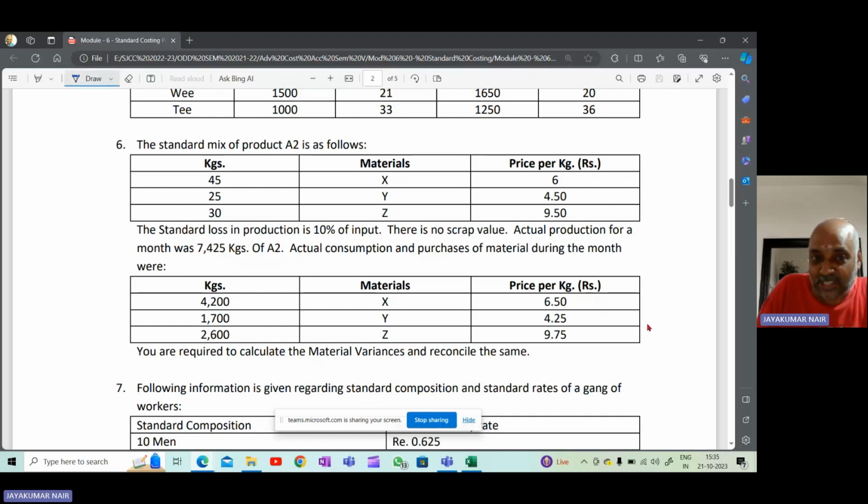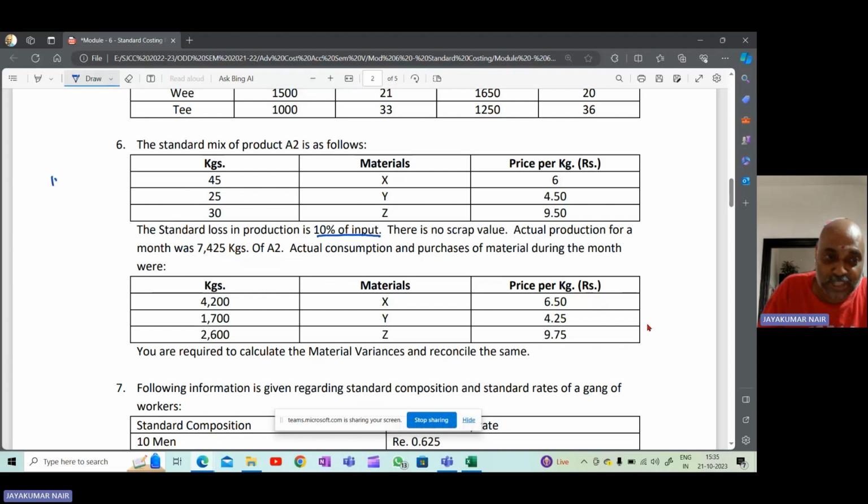The standard mix of product A2 is as under: 45 kg, 25 kg, 30 kg of X, Y, and Z. And the standard rates are 6 rupees, 4 rupees 50 paisa and 9 rupees 50 paisa. The standard loss in production is 10%.